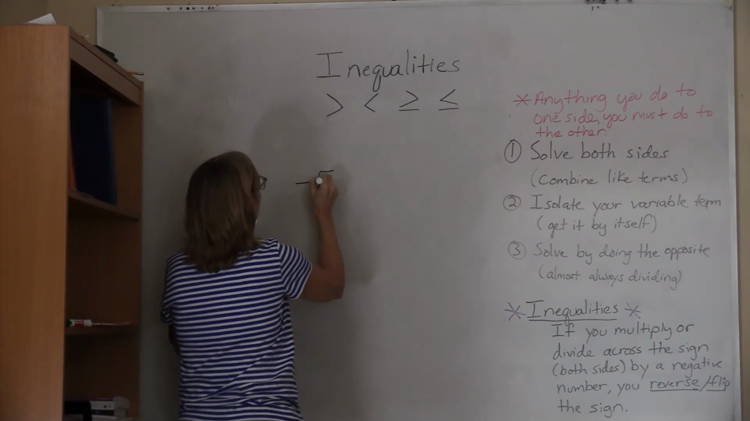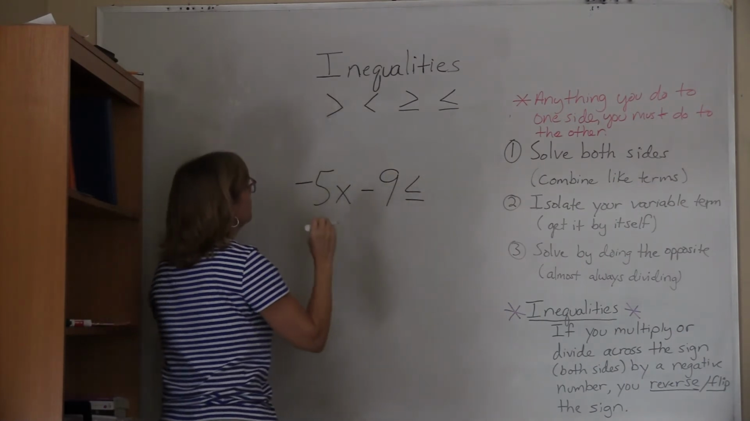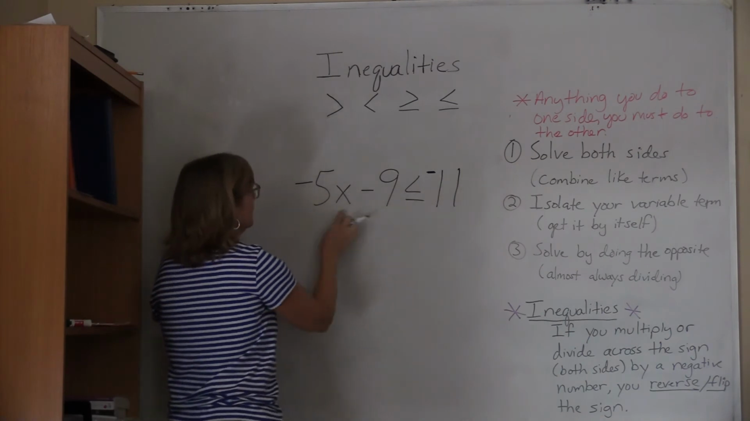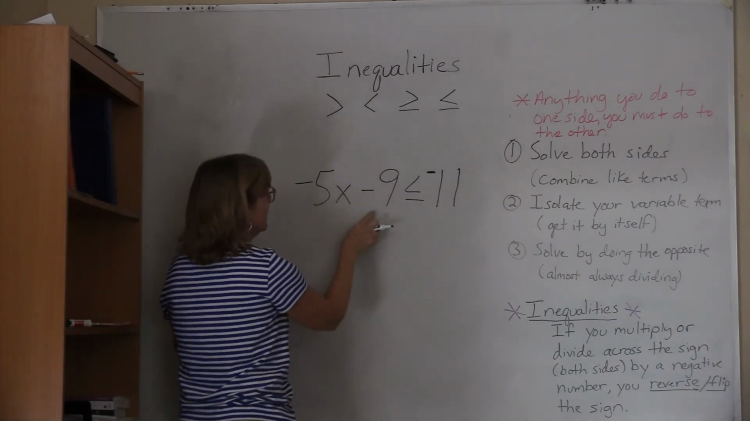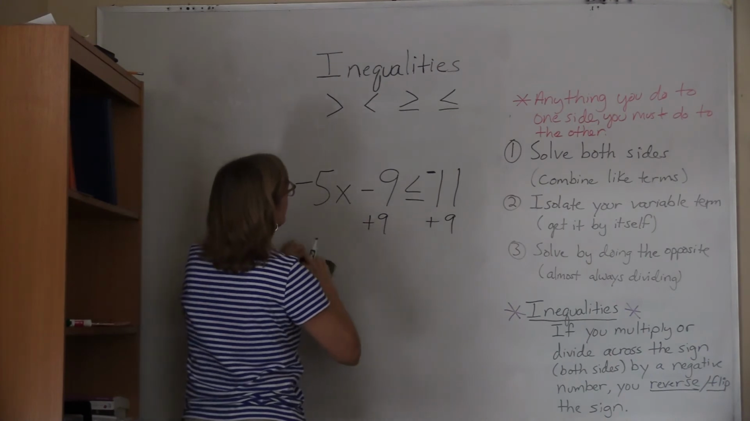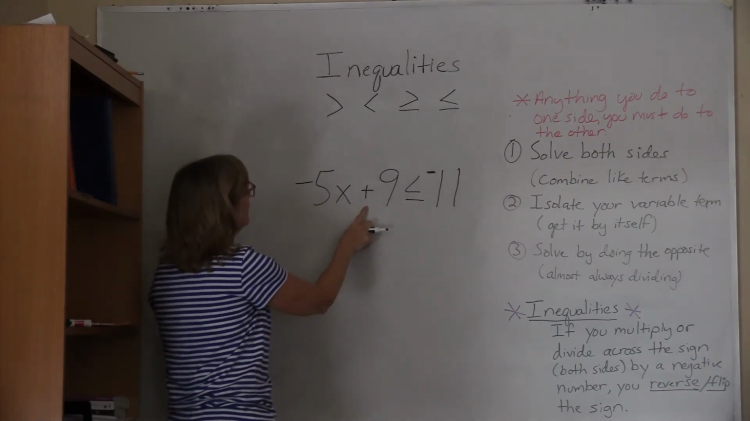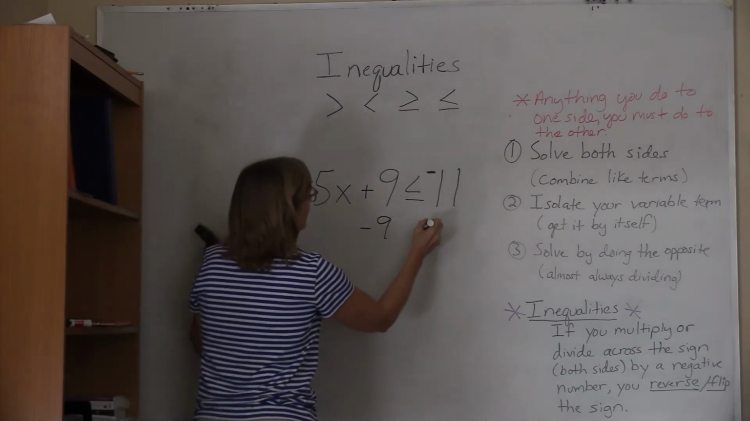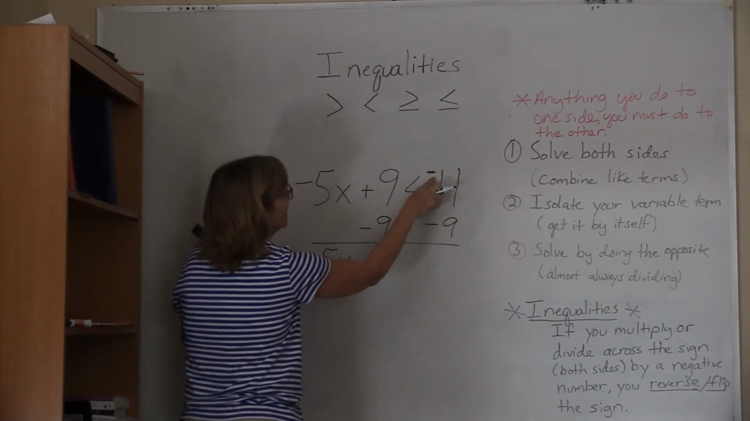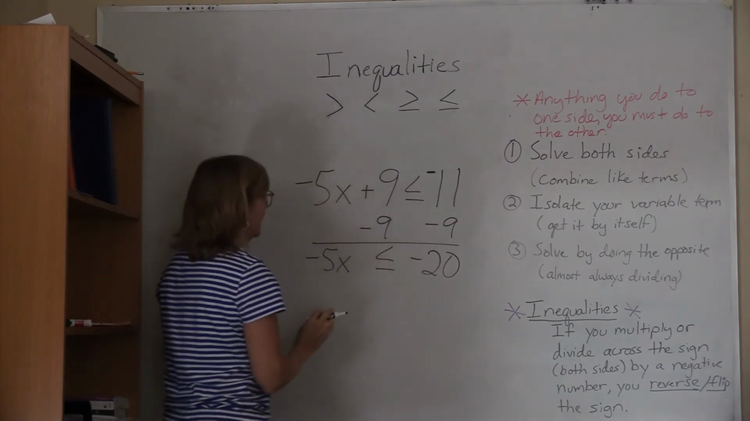So if I had the problem negative 5x minus 9 is less than or equal to, let's say even negative 11. All right, solve both sides. There's nothing I can do. Isolate my variable term. So what do I need to move? It's 9. So I do the opposite. Oh, that wasn't what I wanted to do. I'm going to switch this, guys. Let's say this is positive 9, and you'll see why I want to do this in a minute. So what do I want to do? I want to subtract it from both sides. Negative 5x. Okay, negative 11 minus 9. Use your calculator. Negative 20, okay? Got my less than or equal to there.